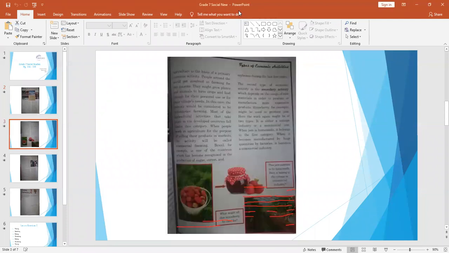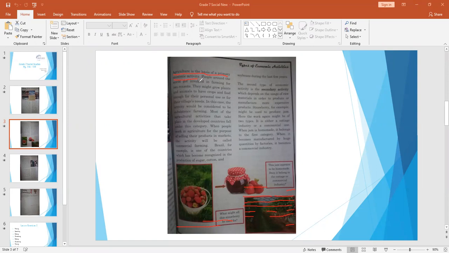And here we will continue reading, and please also again have your pens or highlighters ready. Agriculture is the basis of a primary economic activity. Underline that, that's important information. Agriculture is the basis of a primary economic activity. What is agriculture? Agriculture has got to do with farming.